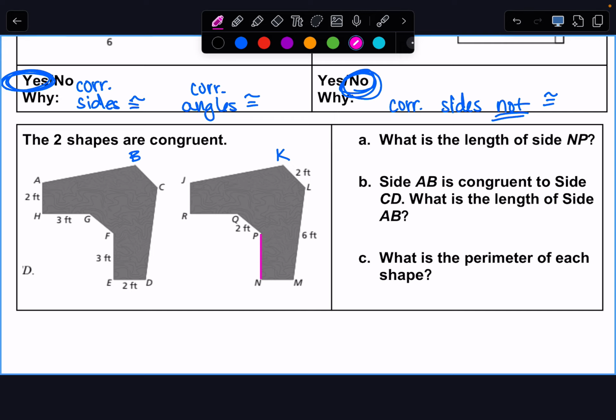What's NP? Landon S., I hear you saying 3. Why are you saying 3? NP and EF are corresponding parts. So if EF is 3, then so is NP. How do you feel about that? Good. You okay with that? Okay.